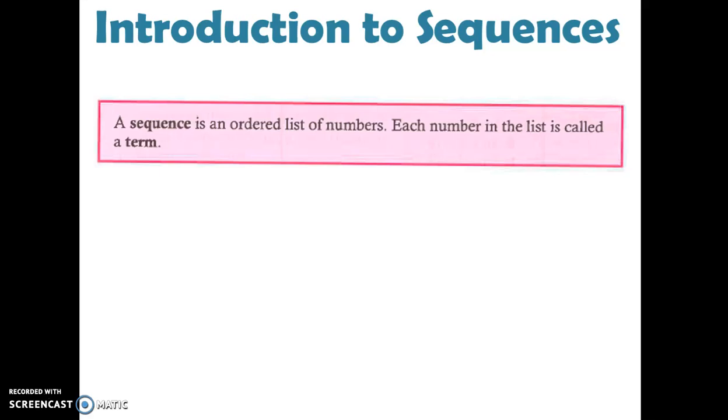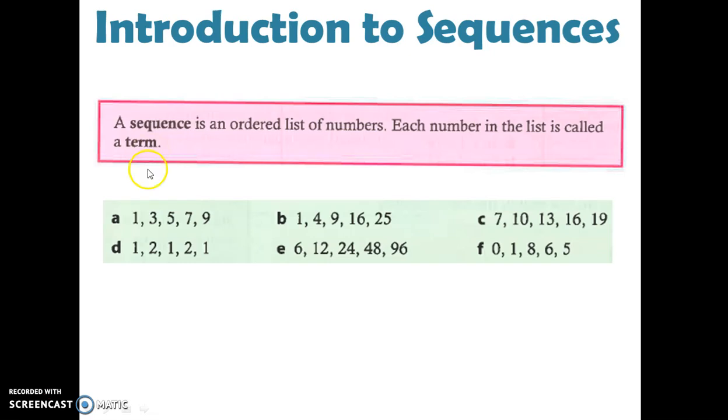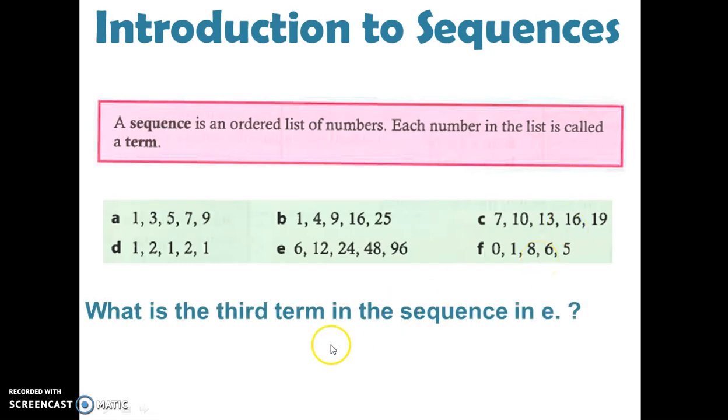Defined, a sequence is an ordered list of numbers. The order here is important, and each number in the list is called a term. Here are some examples of sequences. Notice all of them have an order to them, and each of these has, it looks like, 5 terms in it. Two questions. Number 1, what is the third term in the sequence in letter E?